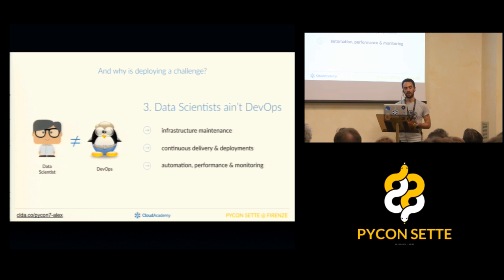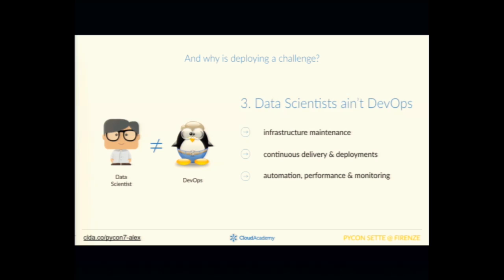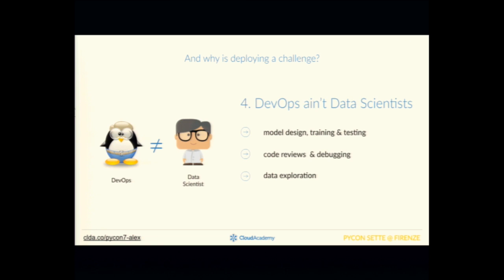That's the third problem. We are not DevOps. I'm a software engineer, but I don't really like operations. Bob doesn't either. I don't know about you. So Bob doesn't like to maintain a server, to patch them, to update the operating system, to deal with continuous delivery. And okay, automation is fun, monitoring your data is fun, but I want to work with data, not with machines and operations. And the opposite is true as well. They're not data scientists.